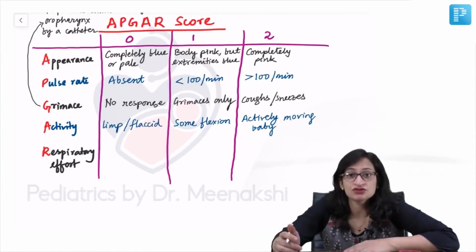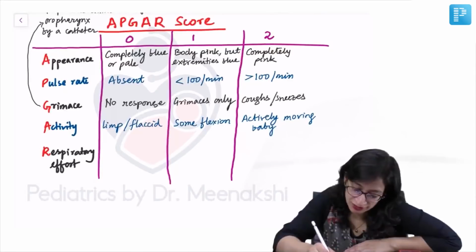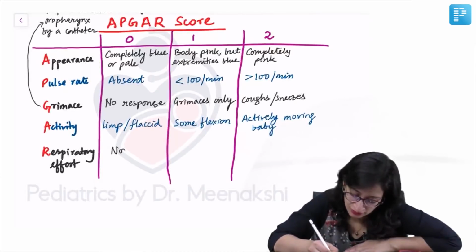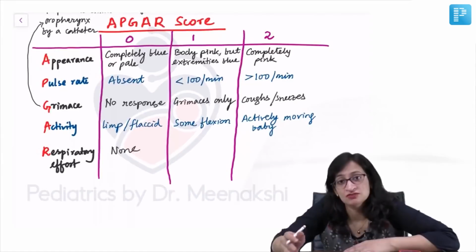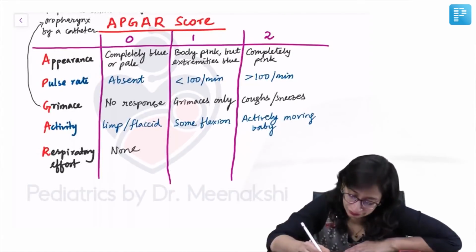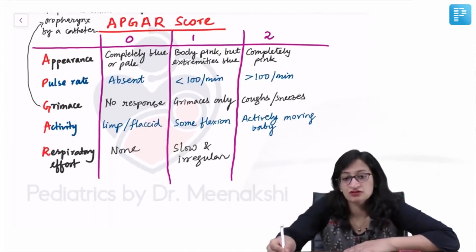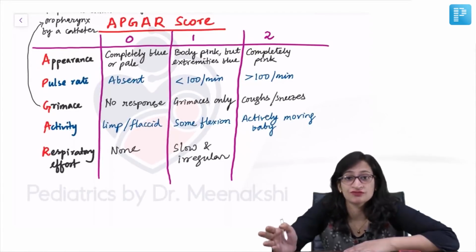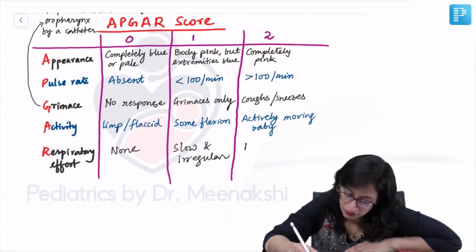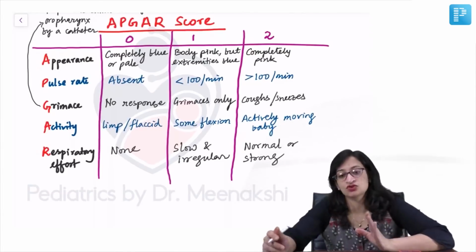Respiratory effort, you give it a score of 0 if there are no respiratory efforts, none. You give it a score of 1 if the respiratory efforts are there but they are slow and irregular. While you give it a score of 2 if there are normal or strong respiratory efforts.